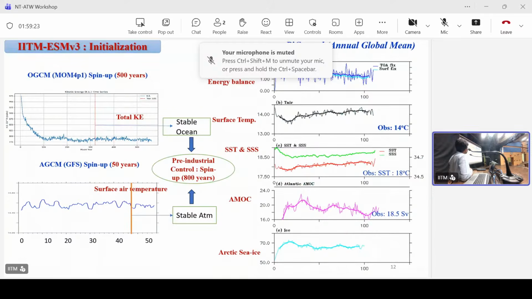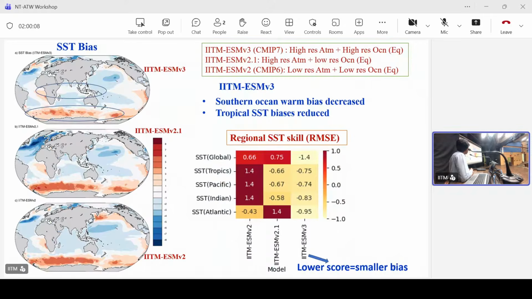So this is how the balance in the model will be checked, and you see the top of the atmosphere flux. When that is stable, that implies your model is getting stable, and we also see the surface air temperature is stable. So we have around 14 degrees in the surface temperature in the pre-industrial control simulation, and we also observe the sea surface temperature and sea surface salinity, both are stable. Another important climate indicator is the AMOC, the Atlantic Meridional Overturning Circulation. That is also at around 18.5 Sverdrups, which is stable. And we have seen the Arctic sea ice, and the Northern Hemispheric sea ice is also found to be stable.